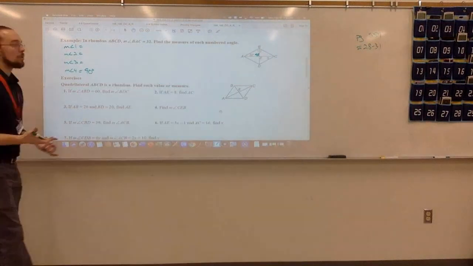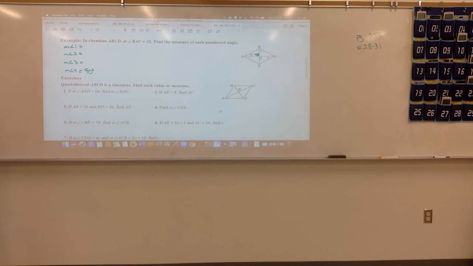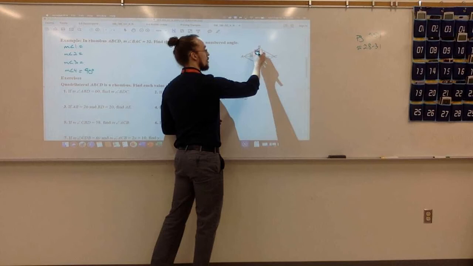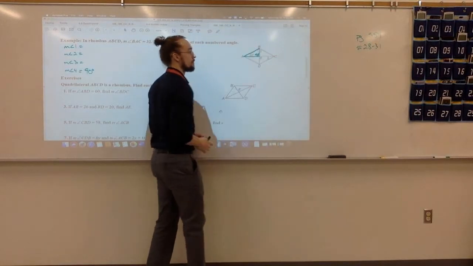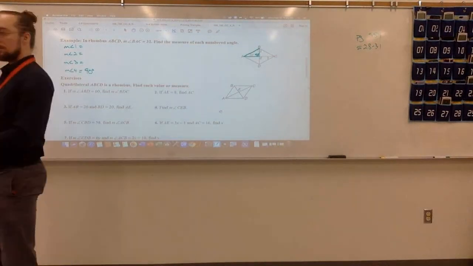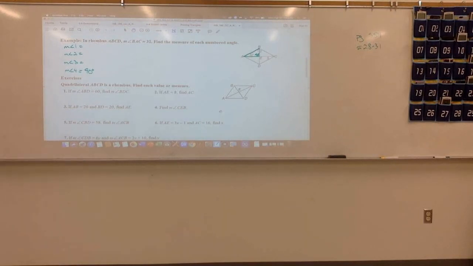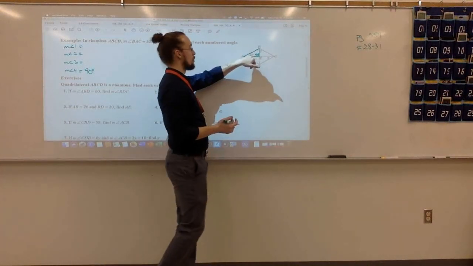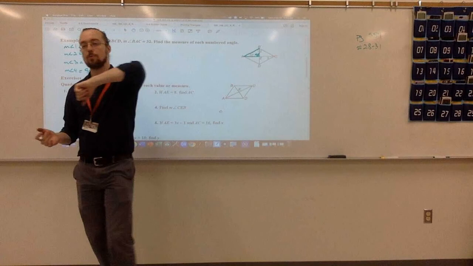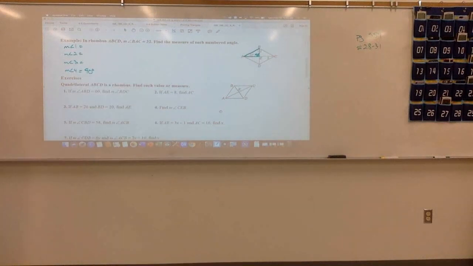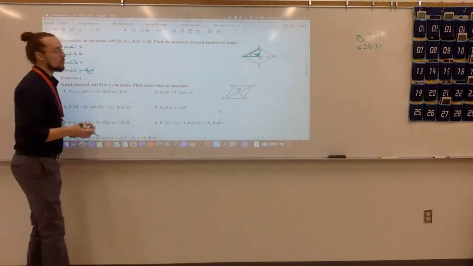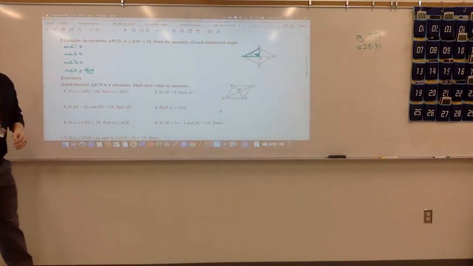Well, now I can easily figure out angle 1 if I look at this triangle right here. What do all the angles in a triangle add up to? 180, and I know 2 of them, so they're 90 and 32. So how would I find the third one? Yeah, add those together, subtract from 180, so 58 for that one.